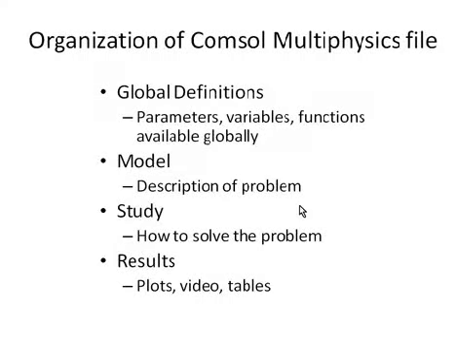A Comsol Multiphysics file includes 4 different categories of information. The model is a description of the mathematical problem that you want to solve. The study is how you're going to solve this mathematical problem, and the results show the output of the solution to the problem. Each file can include several models and several studies, and global definitions allow you to identify parameters, variables, and functions that are available to all the models and studies within the file.